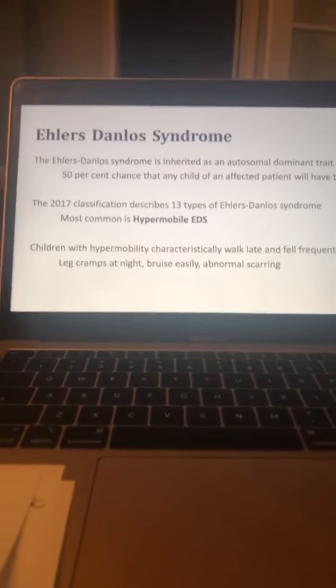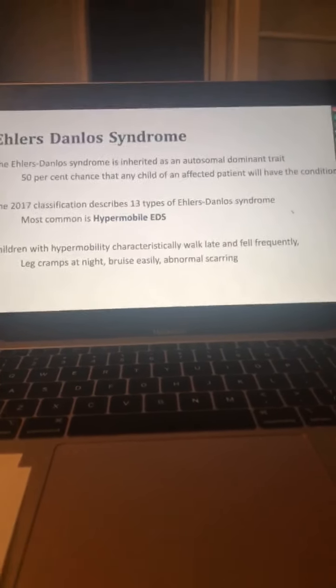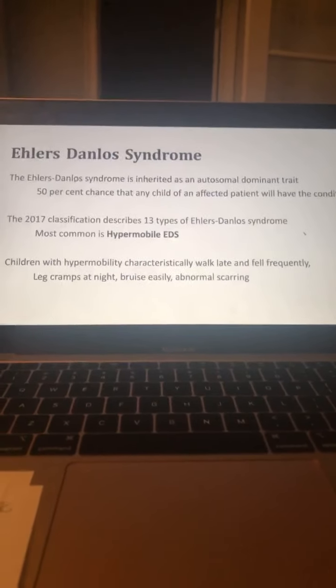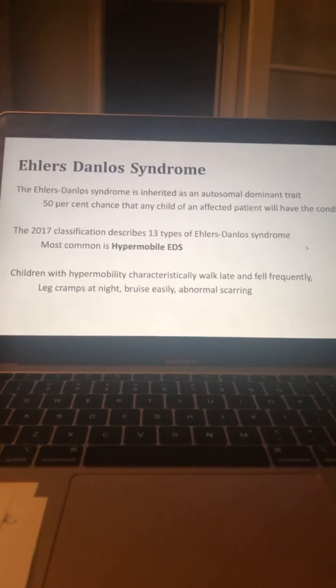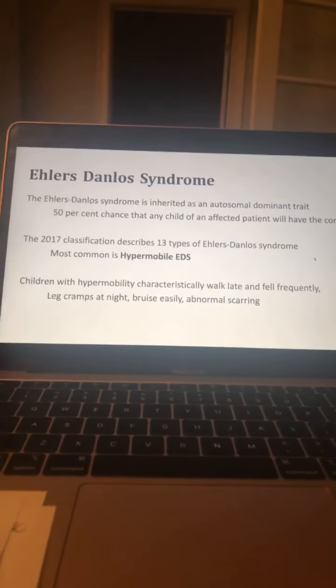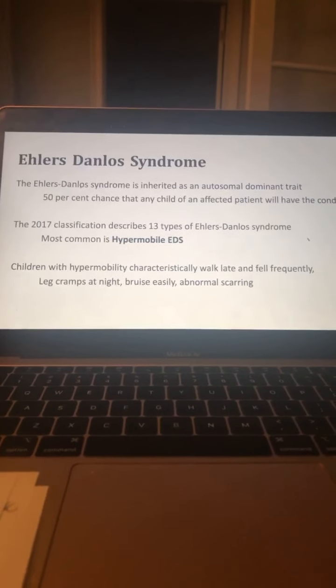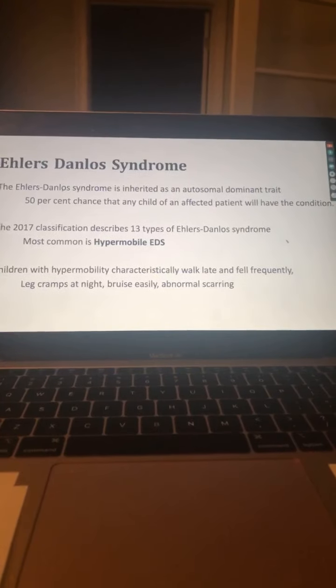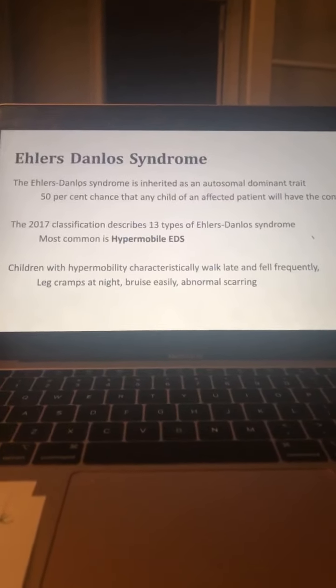And Ehlers-Danlos syndrome, it's an autosomal dominant trait, so it's dominant, which means that if you're looking at how this passes through families, if you have someone who has EDS, is what we'll call it for short, there's a 50% chance that child is going to get an EDS characteristic as well.